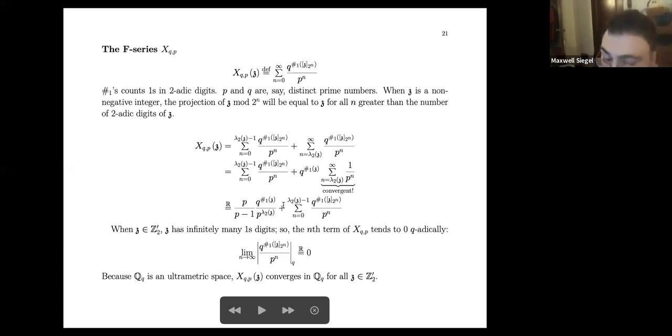On the other hand, when z is in Z_2 prime, z has infinitely many digits, and as such, the nth term of X tends to 0 q-adically. And it's a fundamental fact of ultrametric analysis that in a complete non-Archimedean valued field like the q-adic numbers, a series converges if and only if its terms tend to 0 q-adically. This shows that X converges in Q_q for all z in Z_2 prime.